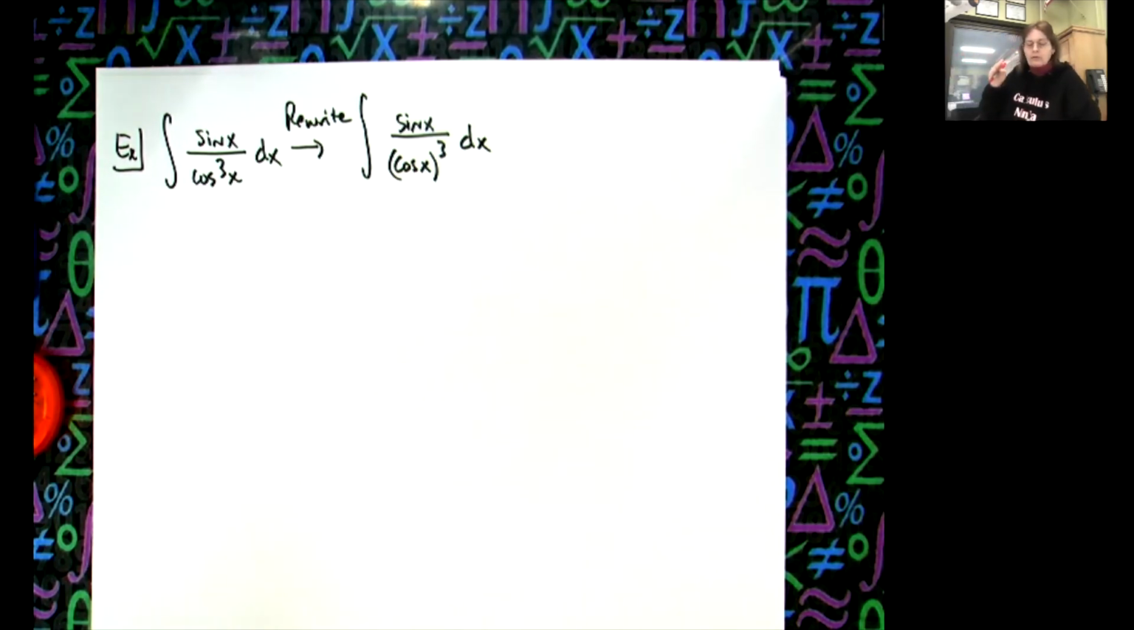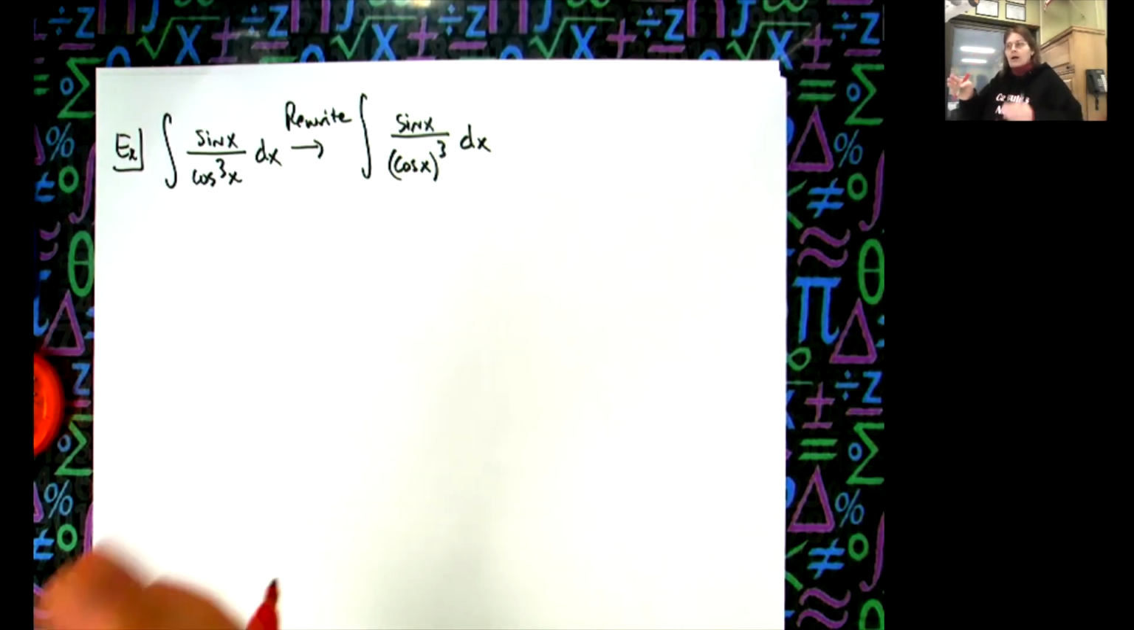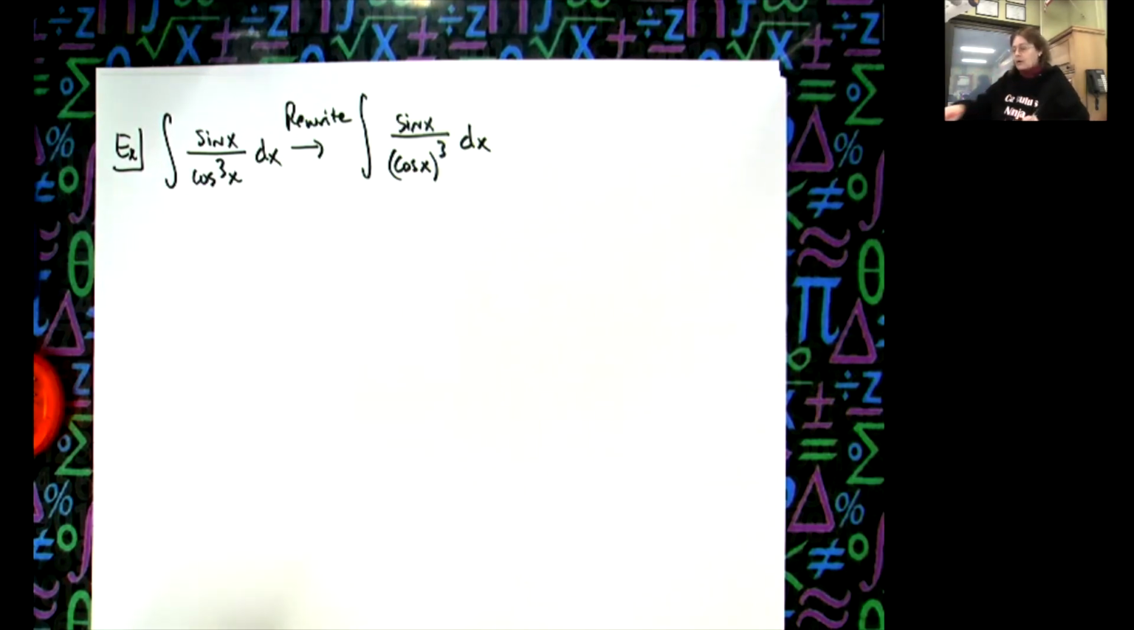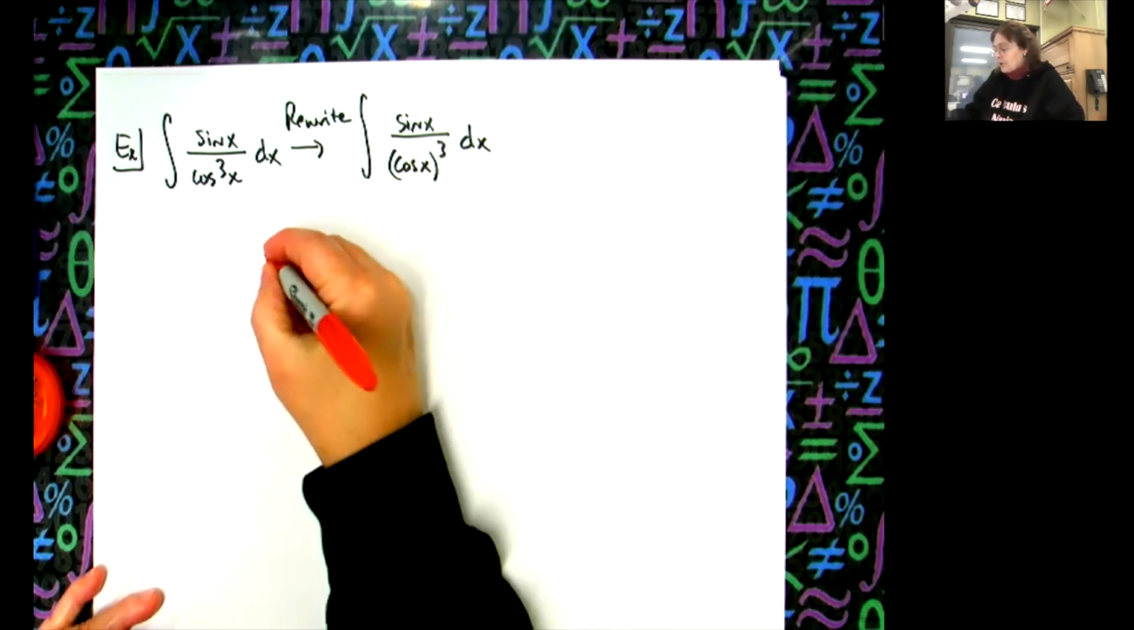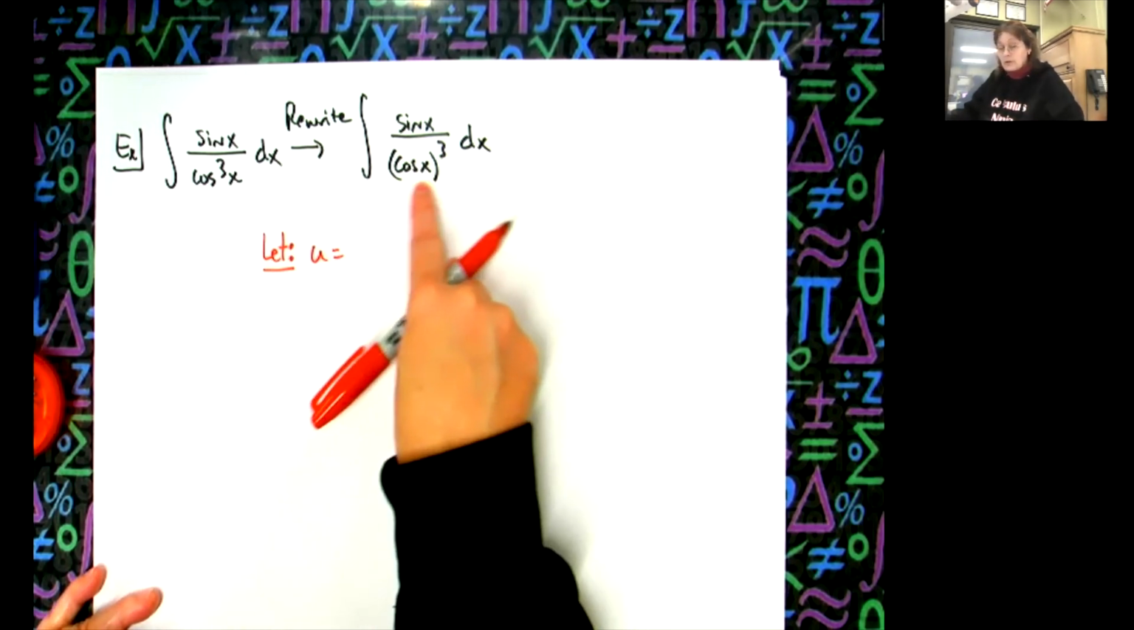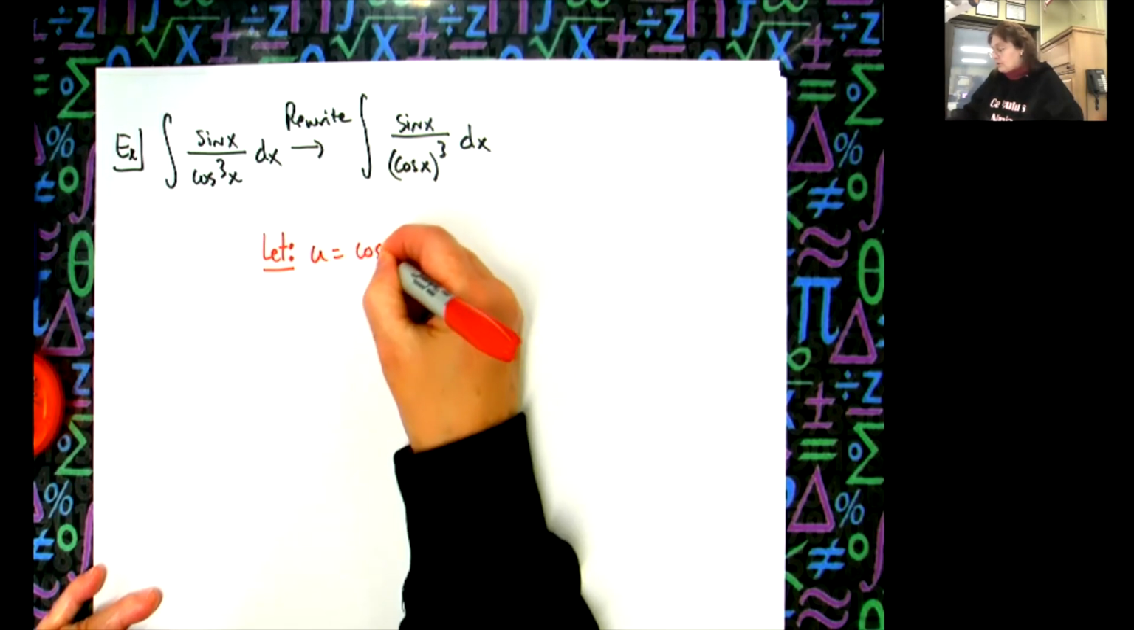If I take the derivative of cosine, I get negative sine. And I have a sine sitting up here, that's going to be nice. That means it's going to cross out. So I'm going to let u equal this inside portion, so cosine x.